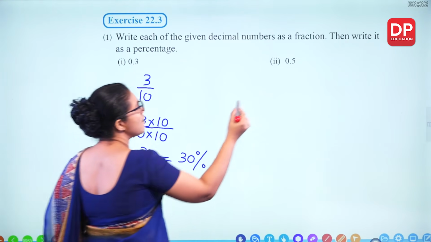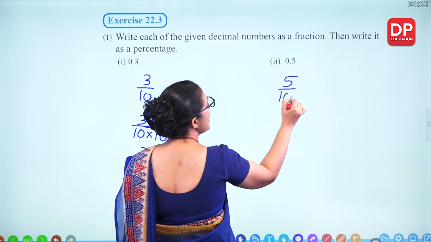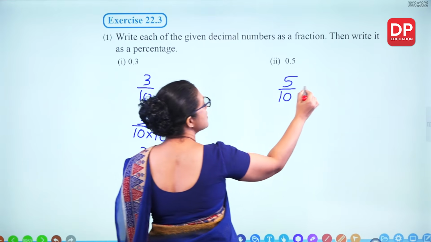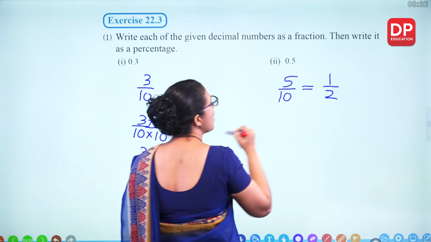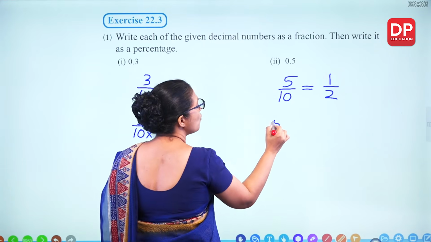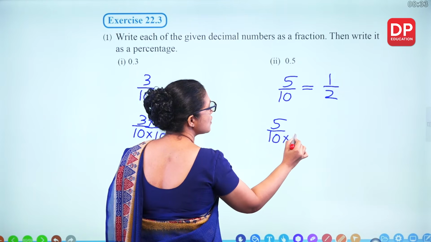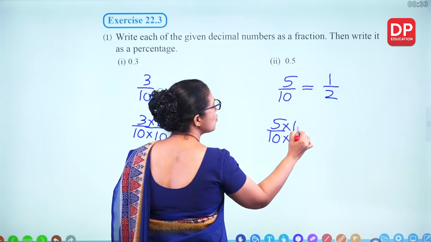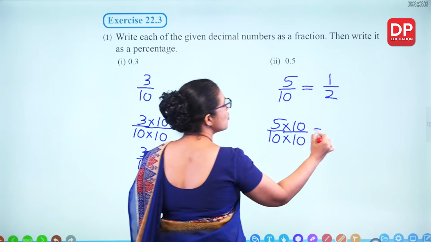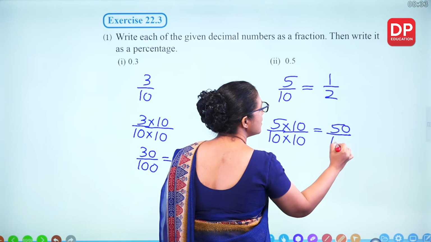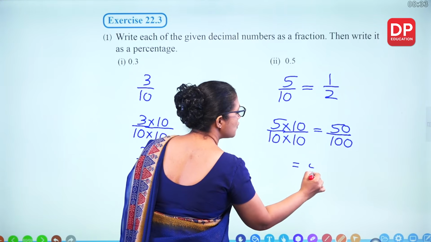0.5. 0.5 as a fraction. 5 over 10. If you want to simplify, that's 1 over 2. Divide by 5. Now, if you want to convert to percentages, convert the denominator to 100. So you get 50 over 100. That means 50%.